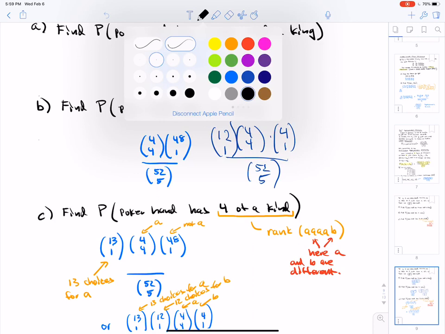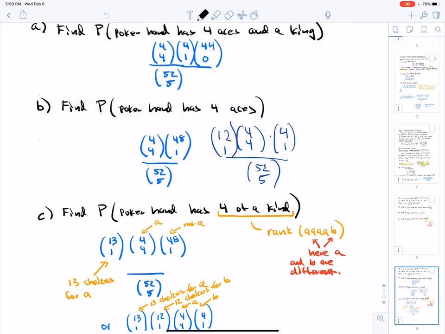Furthermore, find the probability that the poker hand has 4 aces. One way to think of it is that we have 4 aces, of which we choose 4, and 48 non-aces, of which we choose 1, over 52 choose 5. Or you could think that I have 4 aces, of which I choose 4. I choose another rank, 1 of 12, and then whatever that rank is, I choose one of those. So, yeah, these are the same.